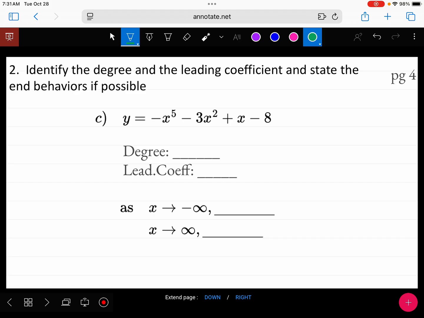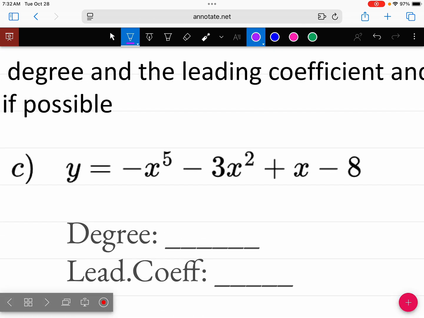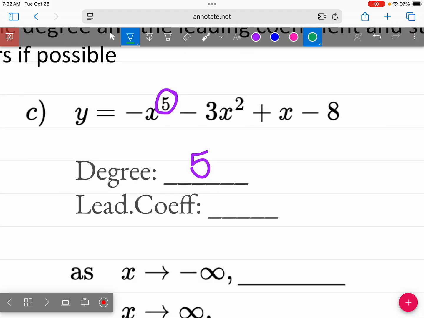All right, let's look at C, and then we'll look at those sketches down below. So take a look at this one. We're going to find what's our degree here. 5. It's our biggest exponent. And what is our leading coefficient? -1.